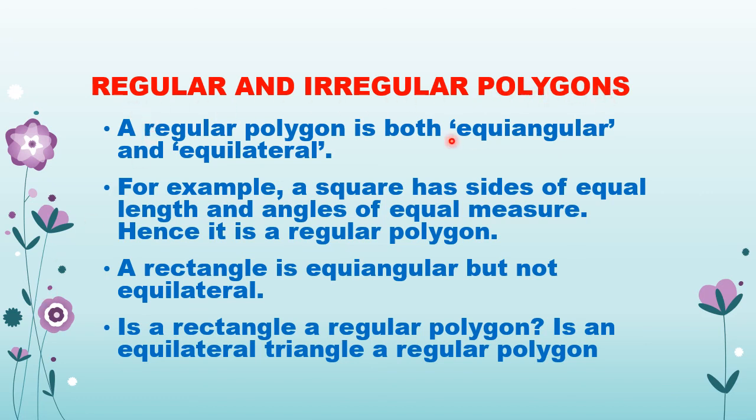Regular and irregular polygons. A regular polygon is both equiangular and equilateral. For example, a square has sides of equal length and angles of equal measure. Hence, it is a regular polygon. I already told you that a square is a regular polygon. A rectangle is equiangular but not equilateral. It means the sides are not equal. Only opposite sides are equal. All the four sides are not equal. Therefore, is the rectangle a regular polygon? Think it over. And is an equilateral triangle a regular polygon? That also you think it over.